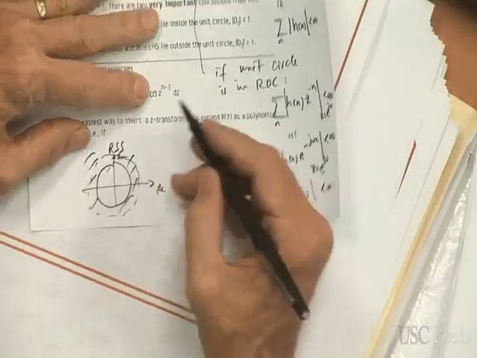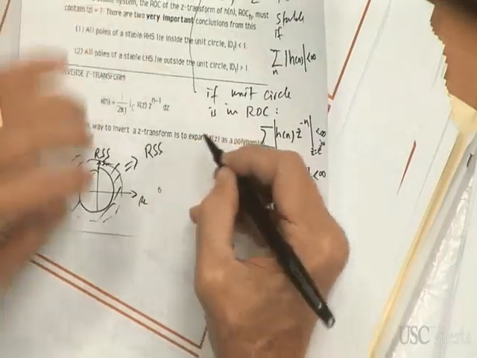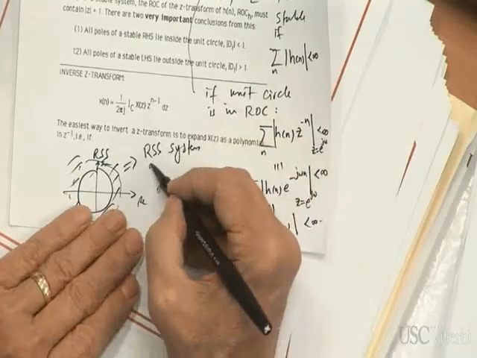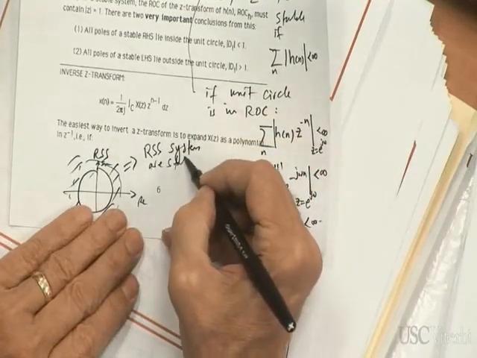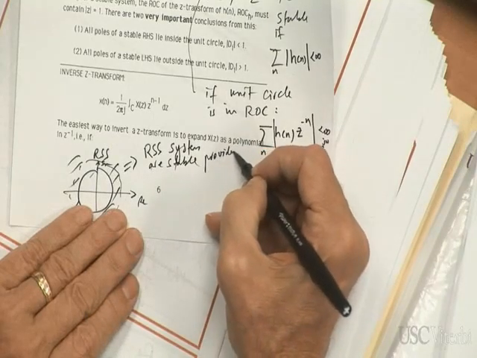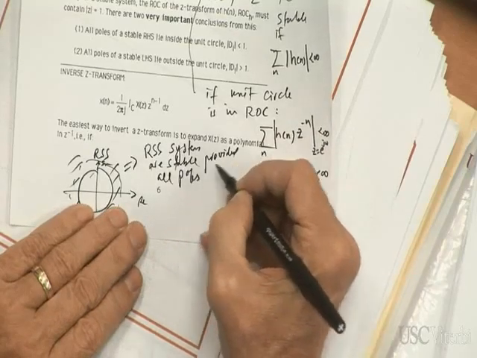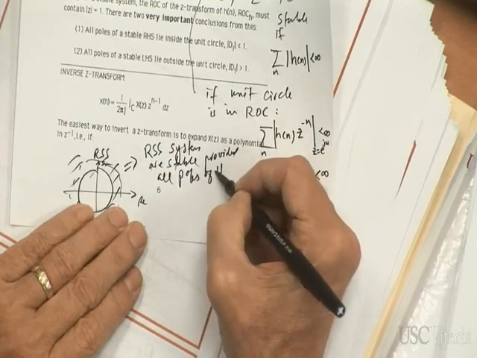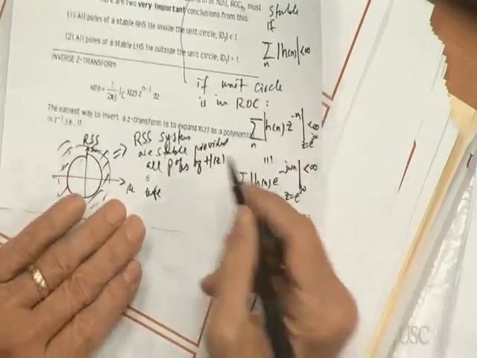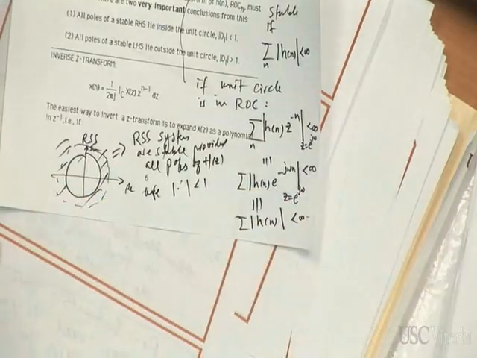What that would imply is that right-sided systems are stable provided all poles of H(z) are strictly less than, magnitude less than 1, see?